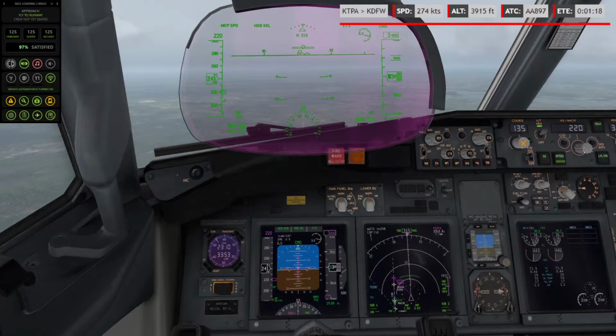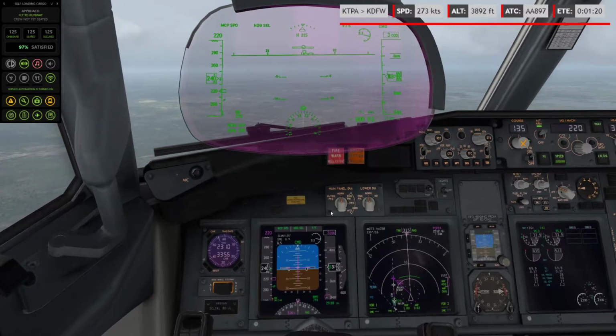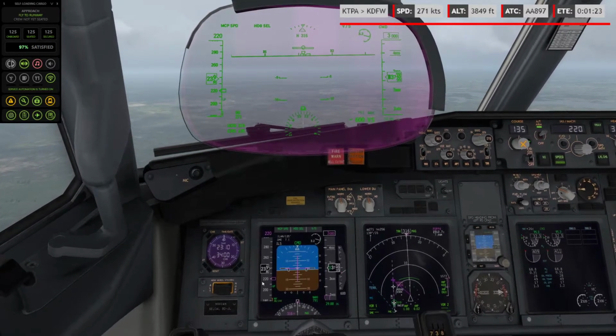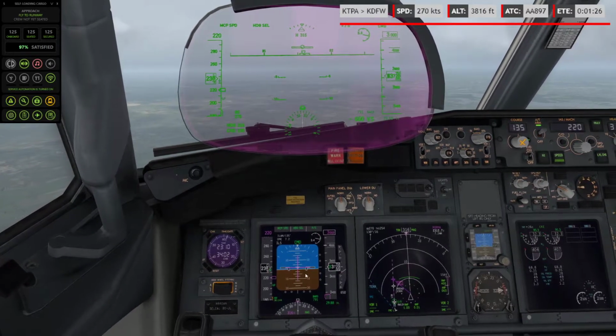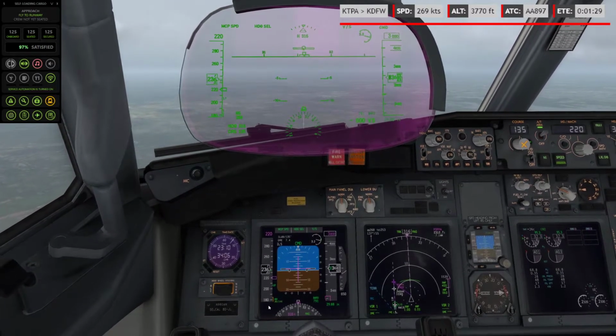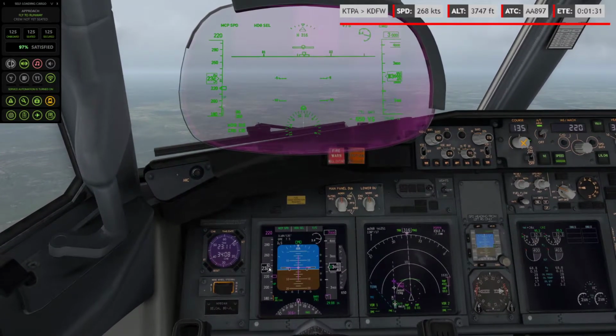So we'll just slow right down to 220, and we have a pretty big wind shift over here, so we have to make sure our speed doesn't go a bit too low. Otherwise, we might end up on the red line.